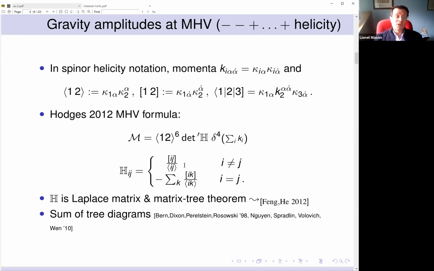It's not just a random determinant, but it can be related to a sum of tree diagrams via the matrix tree theorem. And this had actually at the time been recently just rediscovered by the Brown group, but in fact it had appeared some 10 years or 14 years earlier in work of Byrne, Dixon and friends. So anyway, part of the point of this talk is to explain some of that.